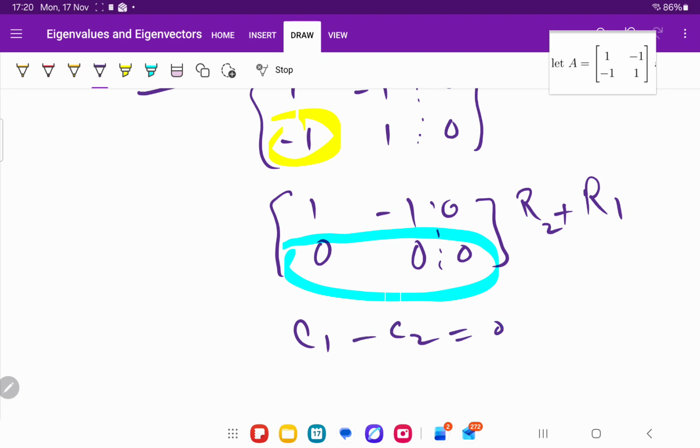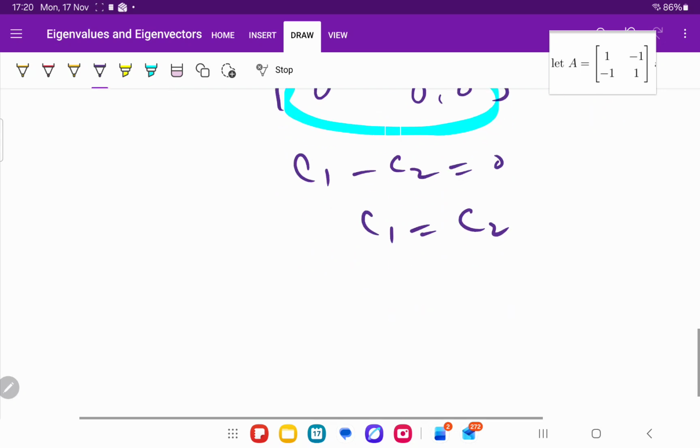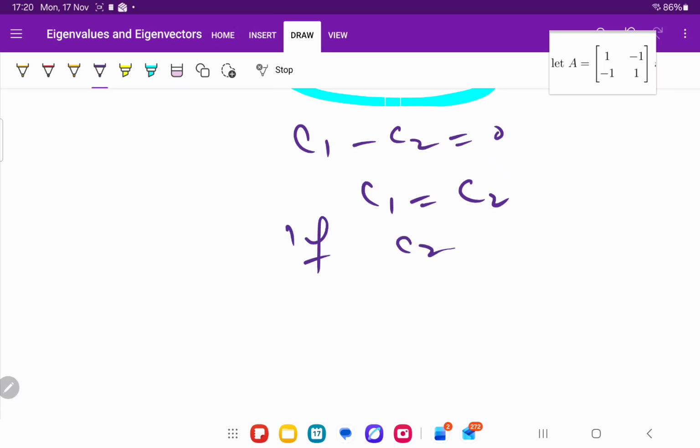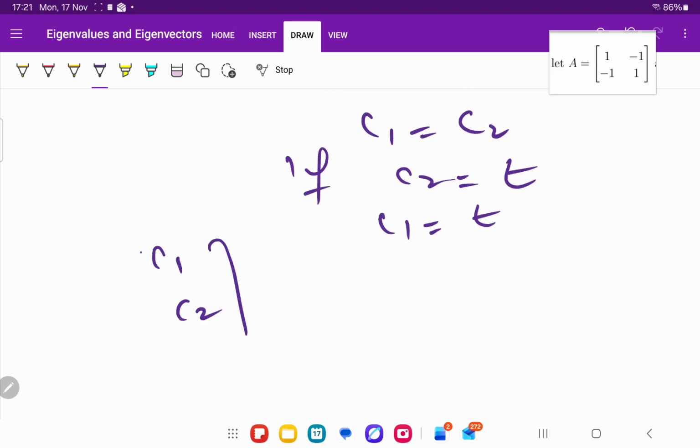minus C2 equal to 0, because that element is representing C1 and the second one is representing C2. So C1 minus C2 equal to 0. And C1 can be written as C2. C1 equal to C2. If C2 equal to T, then C1 equal to T. So it means that C1 and C2 have two values, C1 equal to T and C2 equal to T.